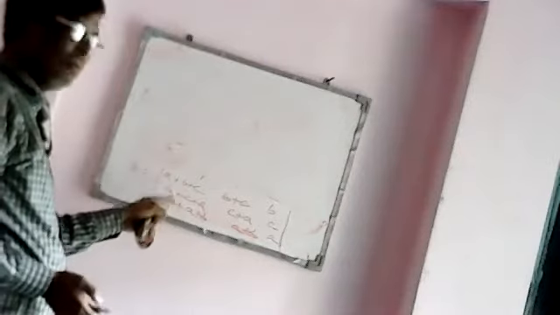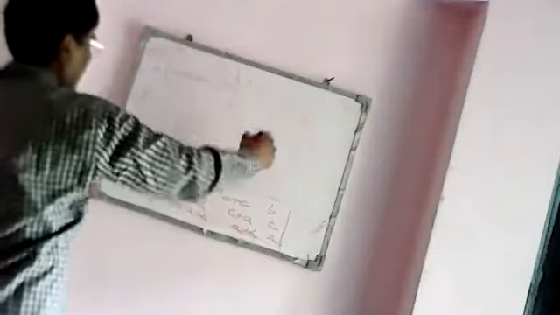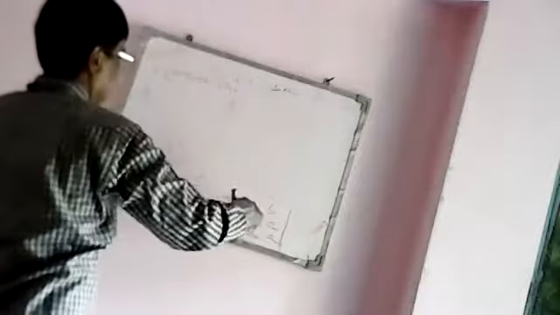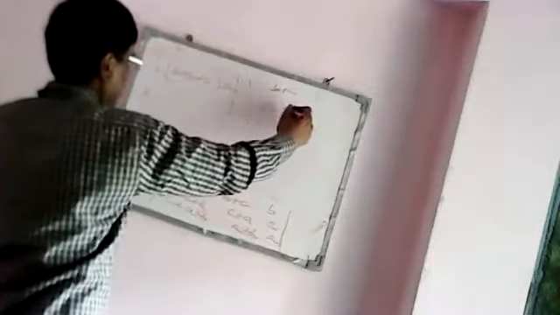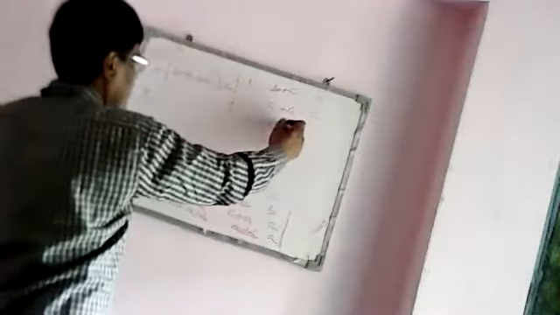And next, the column will be common. So this will be A plus B plus B. Then here will be one column. One. This will be C, in this way. B plus B.